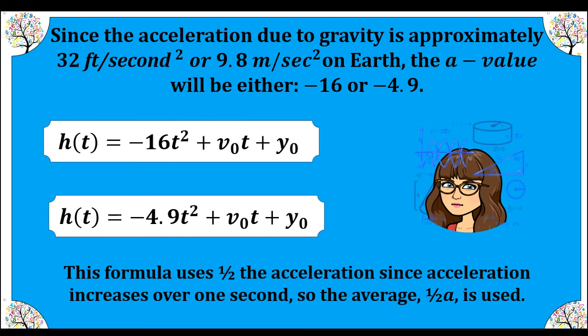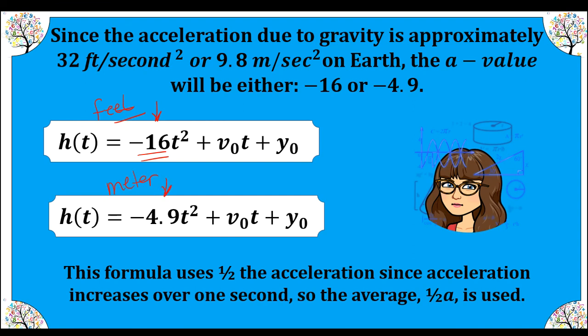Okay. Now, let's talk about gravity. Since the acceleration due to gravity is approximately 32 feet per second squared, or 9.8 meters per second squared on Earth, this is where we get our a value. All you need to know is that if your word problem is dealing in feet, you're going to use -16. Negative because it turns down, and 16 because we're taking half of the gravity. If the word problem talks about feet, you should automatically think, oh, -16. And if your word problem is dealing with meters, you're going to use -4.9.